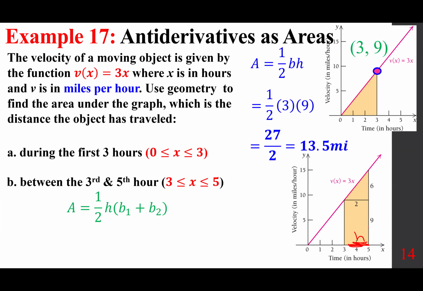Which is 5 minus 3. That means 2. And then we have two bases. One of them is this, which is the same as 9. And one of them is this, which is 6 plus 9, or 15. Okay. And that's 24 miles. So just using the area, very straightforward.